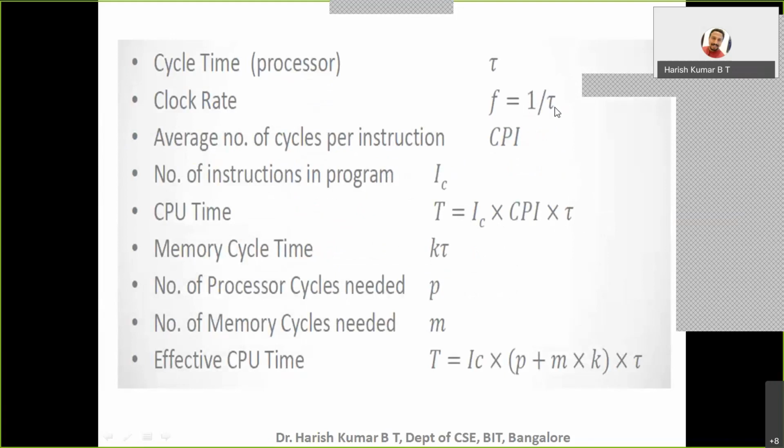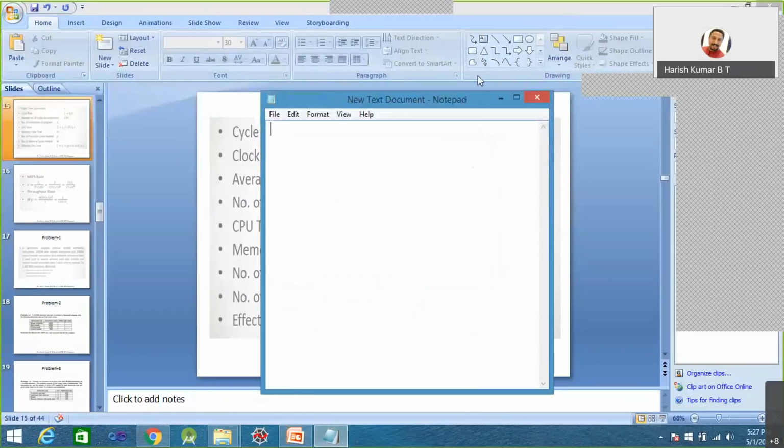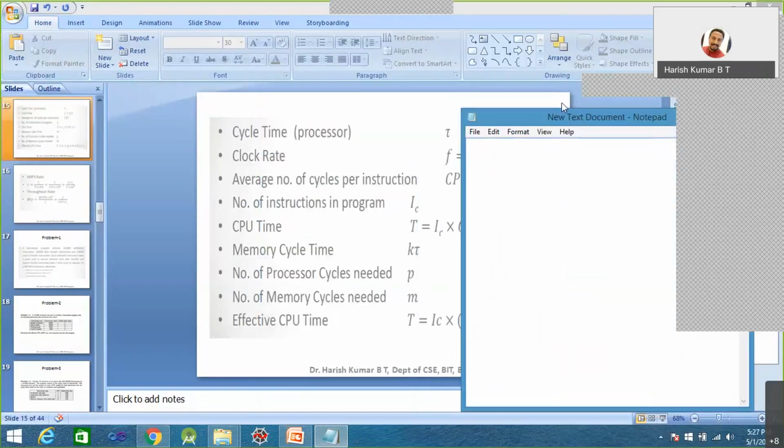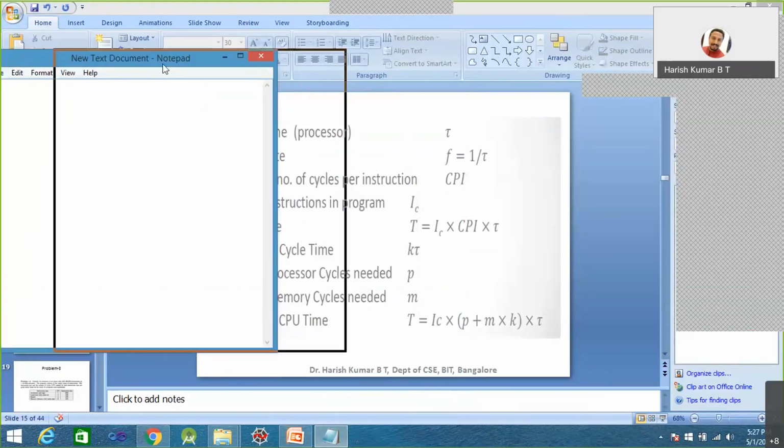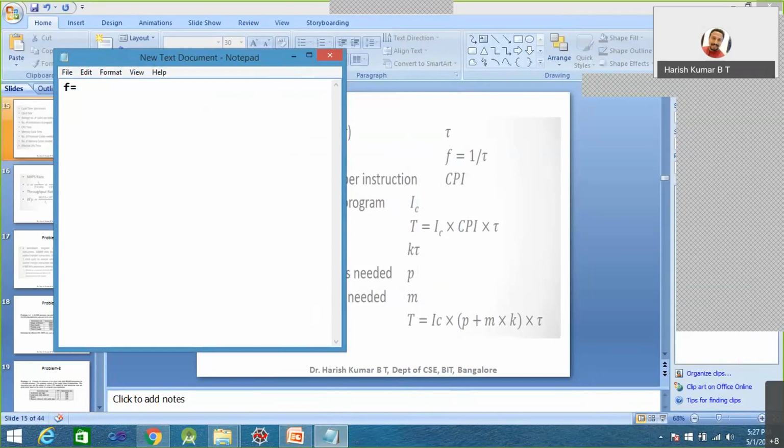So I can write F is equal to 1 by tau. Let me open the notepad and show you. Observe my notepad. Now F is equal to 1 divided by tau; I don't have the tau symbol, so I'll just write it as T. T is equal to 1 divided by F. They are inversely related. Both are true. So if you know F, you can find T, or if you know T, you can find F. Now let me go to the next slide.